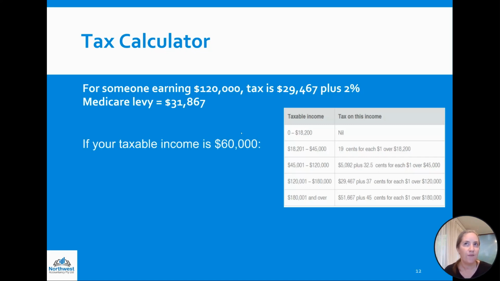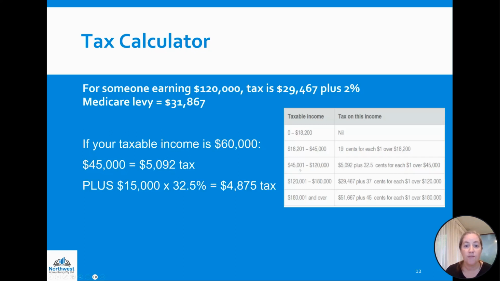I'm going to give you a different example of $60,000. So $60,000 is right in the middle of this $45,000 to $120,000 bracket. And let's do the little calculations. So we start with the $5,092 because that's the tax on $45,000. And then the difference between the 45 and the 60 is $15,000. So that's at 32.5 cents for every dollar. So that's another $4,875 in tax. So those two added together is $9,967.